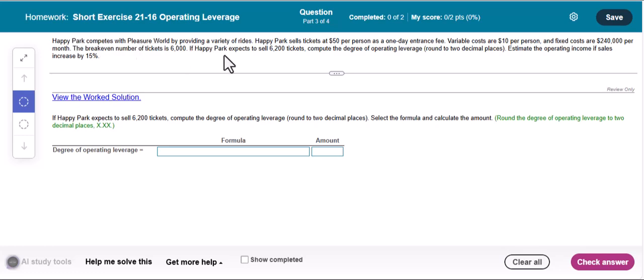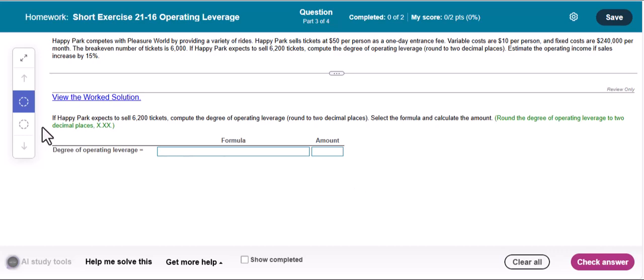If Happy Park expects to sell 6,200 tickets, compute the degree of operating leverage. Round to 2 decimal places, estimate the operating income if sales increase by 15%.